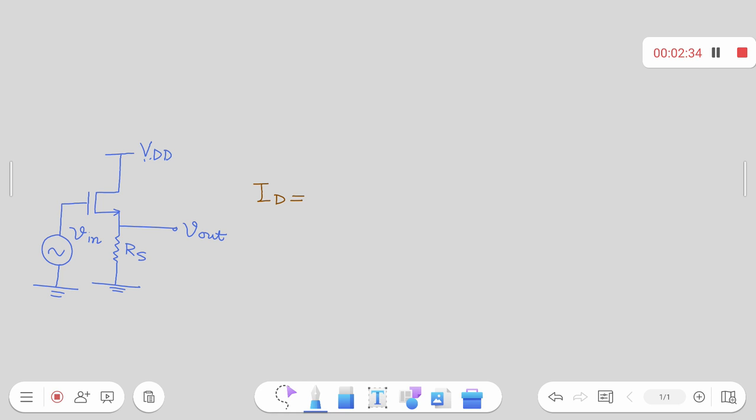This ID is nothing but half mu n Cox W over L, times VGS minus VTH whole square. So Vin minus Vout minus VTH whole square. That is ID if the device operates in the saturation region. And that current flows through RS, right?